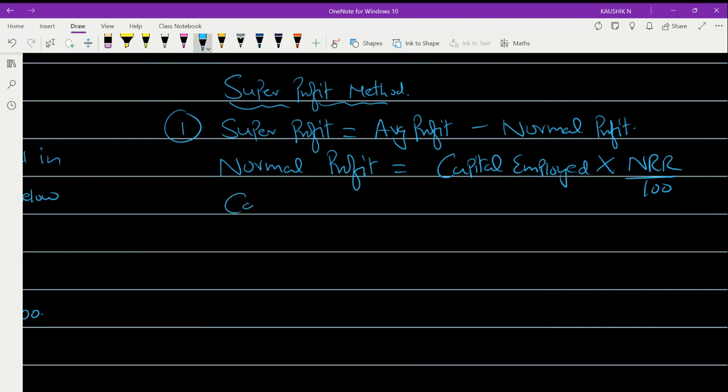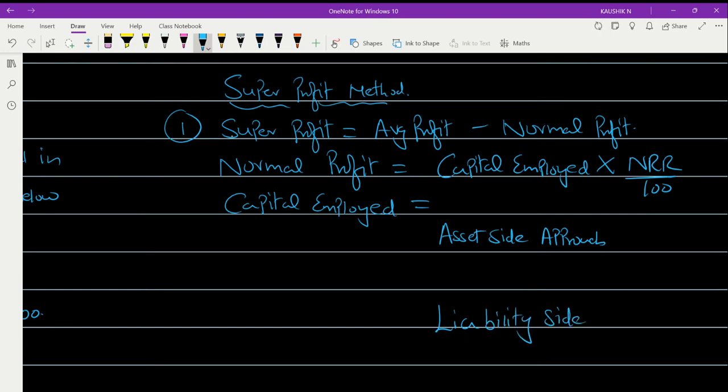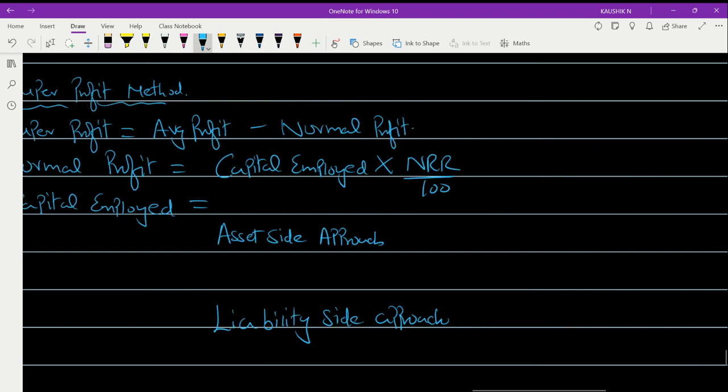Now, if capital employed is not available, for that this is the formula. Capital employed is equal to either asset side approach, or you will be using liability side approach. Using this approach, you will derive it.